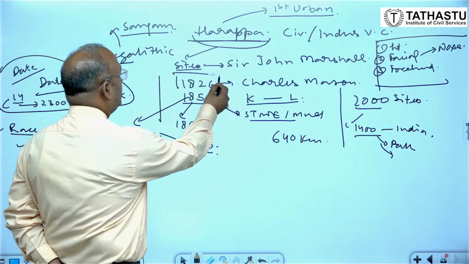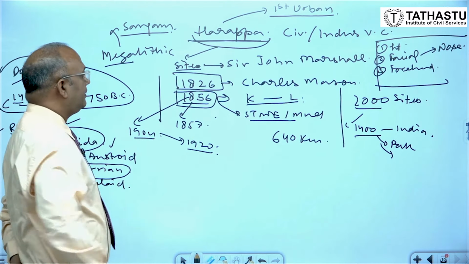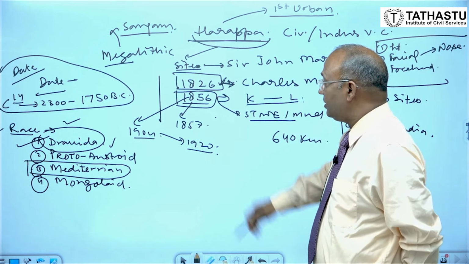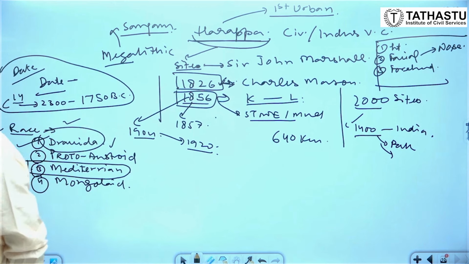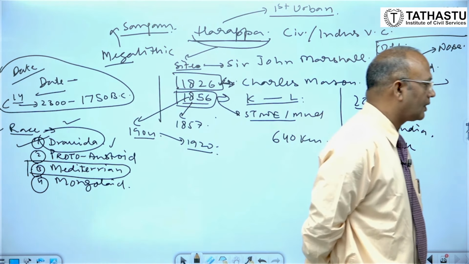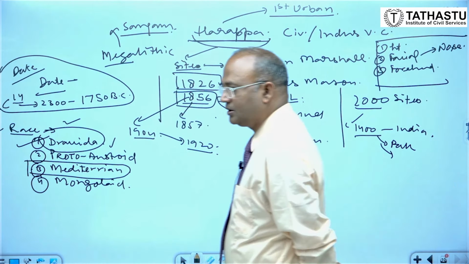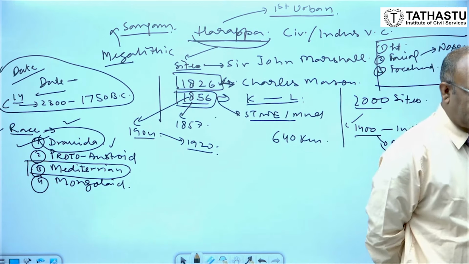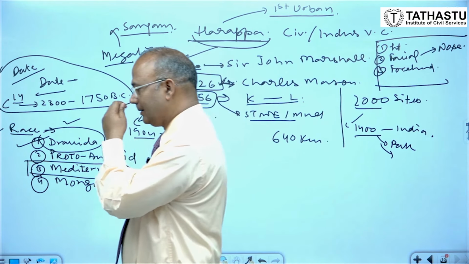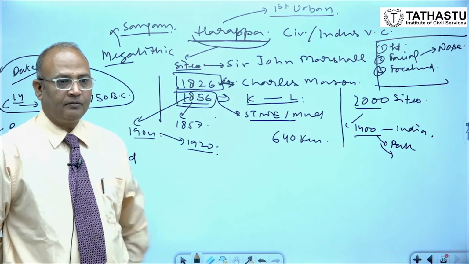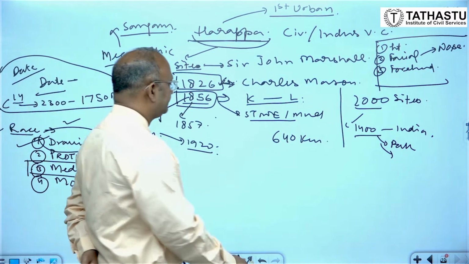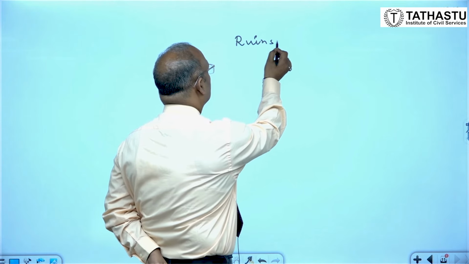Now write down this year, 1856. Firstly, write down 1826. Charles Mason was the first person to predict about this civilization, Harappa ruins.